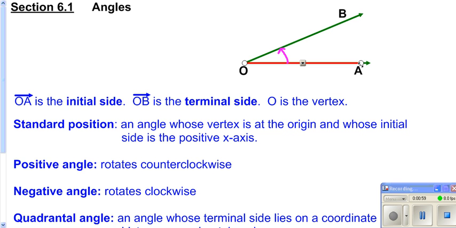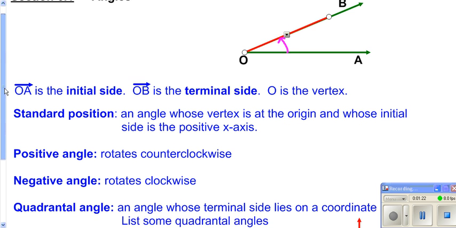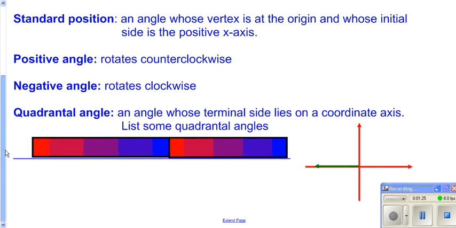A positive rotation, like this here, basically rotates counterclockwise. A negative rotation would start at your initial side and then rotate backwards to get to your terminal side. A negative rotation rotates clockwise.